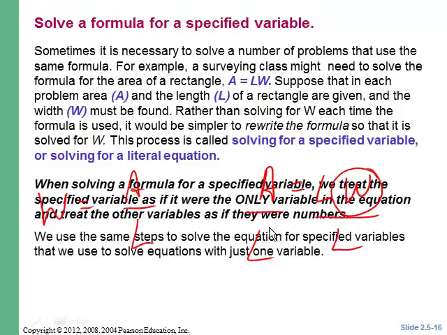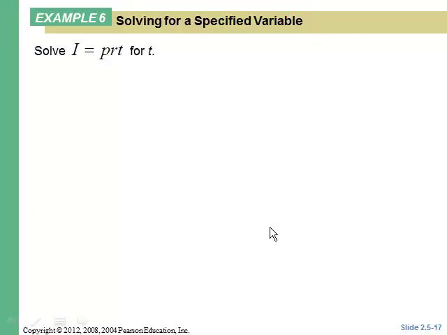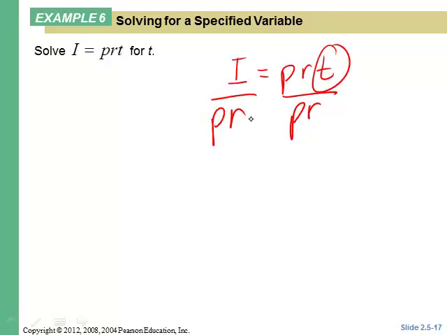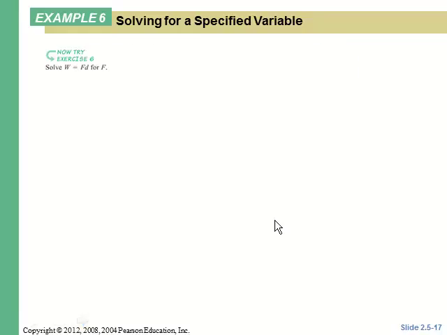We treat the specified variable as if it's the only variable in the equation and treat the others as if they're numbers. Okay, solve this for t. So the first thing I do is write the equation, I equals PRT, and I circle the t, that's what I want to get all alone. T is multiplied by P and R, so I'm going to divide both sides by P and R, and I get T equals I over PR. So now you do this one.